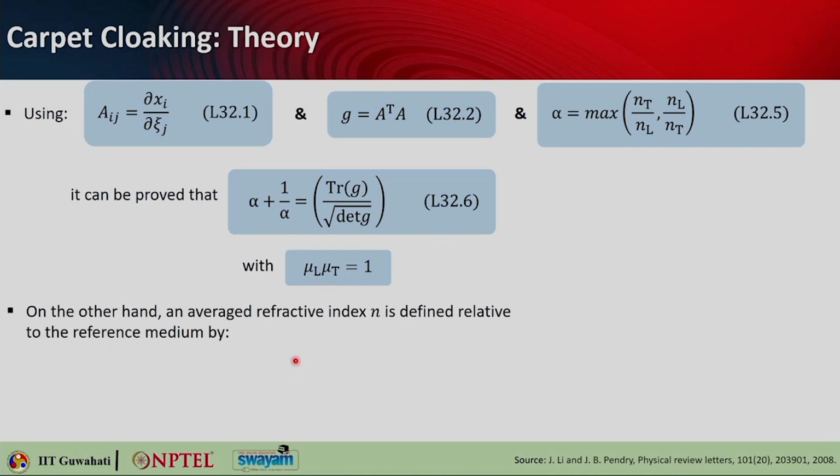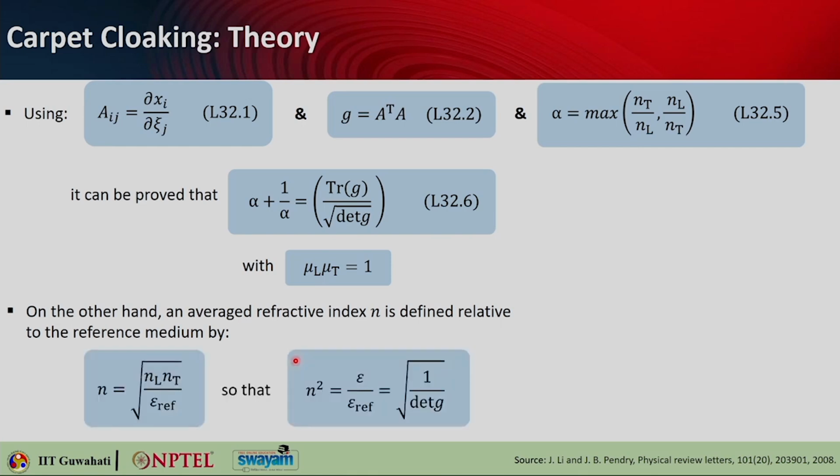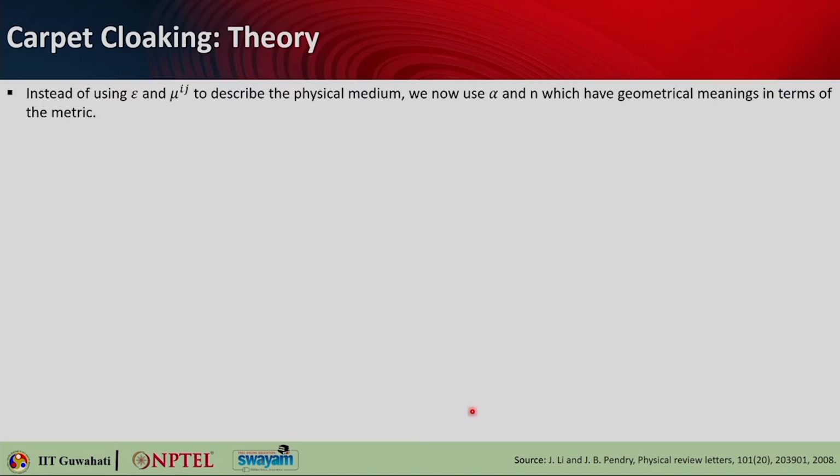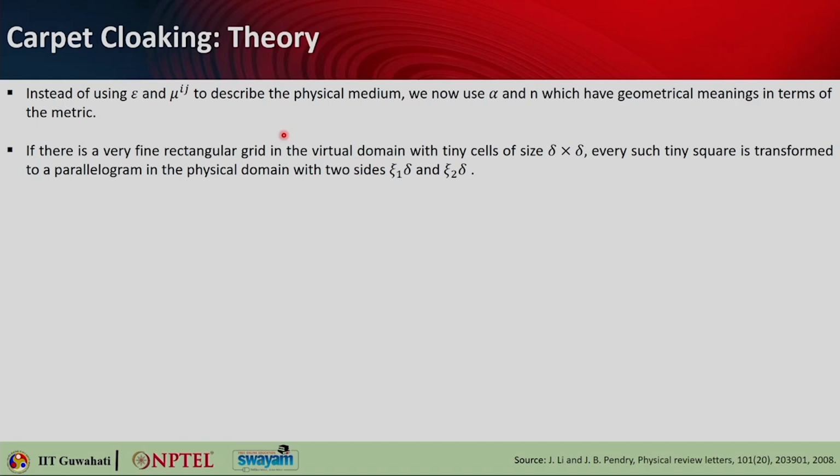On the other hand, an averaged refractive index n is defined relative to the reference medium as n equals square root of n_L n_T over epsilon_ref. When you square it, you get epsilon over epsilon_ref, which is basically the square root of 1 over the determinant of G. So, what we understood is that instead of using epsilon and mu_ij for describing the physical medium, you can use alpha and n, which have geometrical meanings in terms of the matrix.